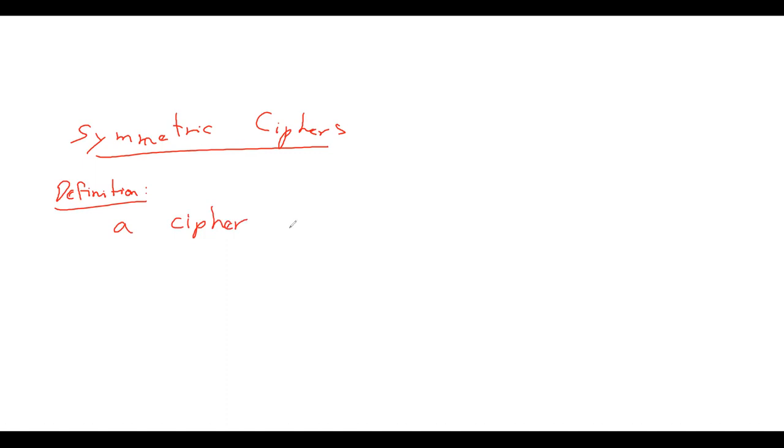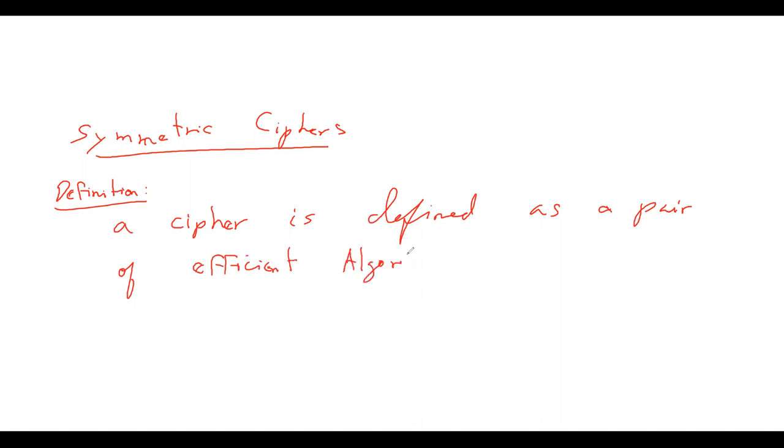So a cipher is defined as a pair of efficient algorithms, E for encryption and D for decryption. There are usually two of them, but they work together in some way. There's actually one operation I think I already talked about. What was that operation? The XOR operation. We'll do an example of XOR today.